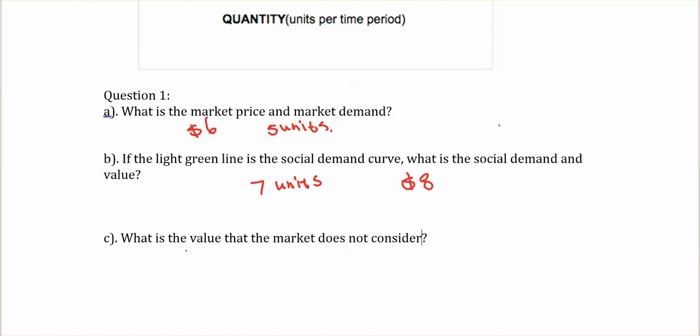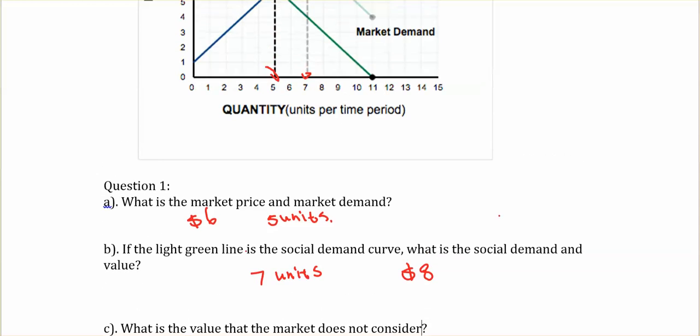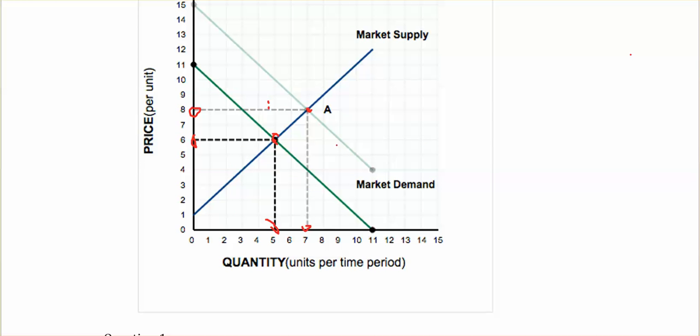So now, what is the value that the market does not consider? So obviously, the market demand is below the social demand curve, which means the customer can actually get a positive externality by consuming this product. So they do have more demand than the demand expected by the market. By looking at the distance between the light green line and the dark green line, we can know the social value that the market doesn't consider.